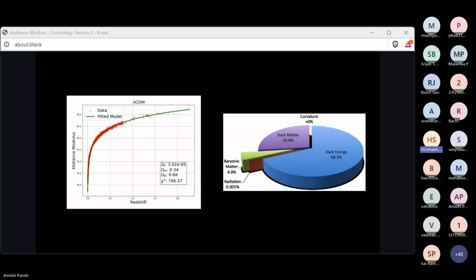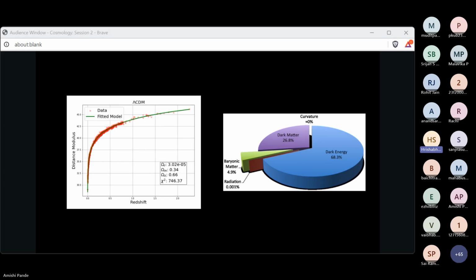Now, this is actually my favorite slide. This is the most important slide. Almost every one of you would have seen the pie chart on the right, about the percentages of dark energy, dark matter, curvature, and everything like that. But no one ever asked me, how do we even calculate these percentages? How do we even know how much dark energy is there, how much dark matter is there? Where do we obtain these percentages? No one can count them by hand, right?